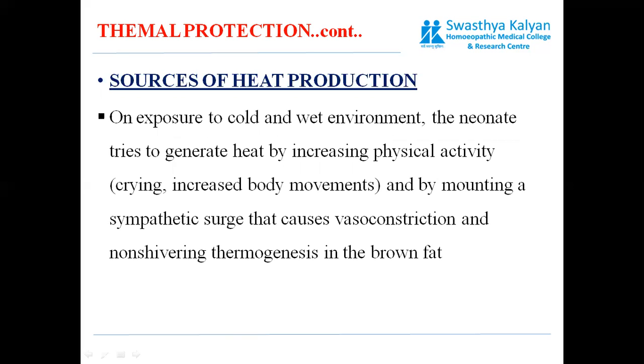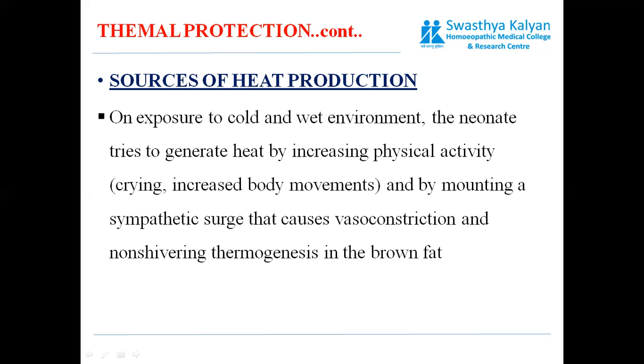Now we are discussing sources of heat production. When the newborn is exposed to any cold or wet environment, he tries to generate heat. How will he generate heat? He will generate heat by increased physical activity. That physical activity could be excessive crying, increased body movements, or mounting a sympathetic surge. All this physical activity will cause vasoconstriction and non-shivering thermogenesis in the brown fat.